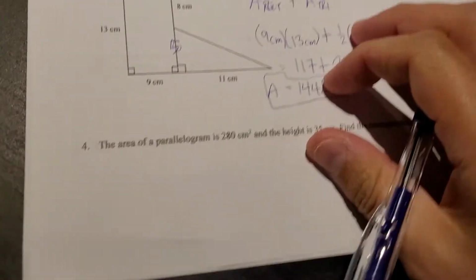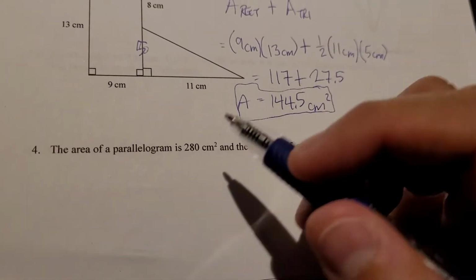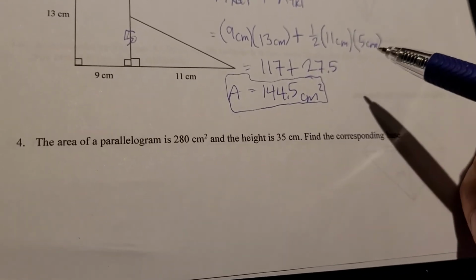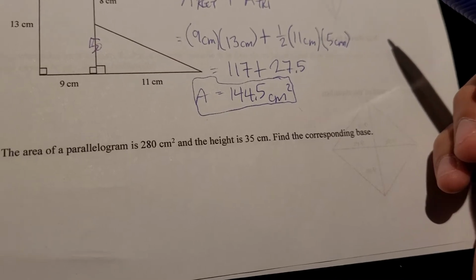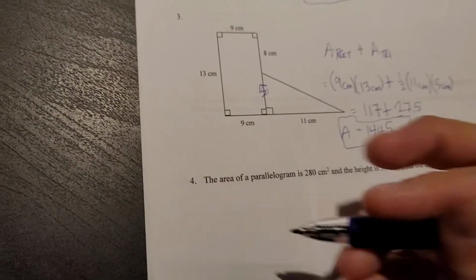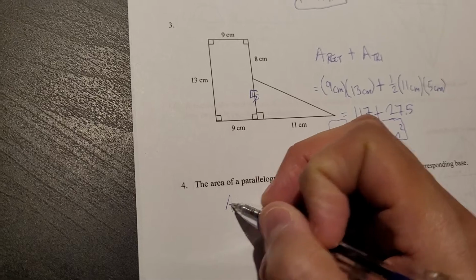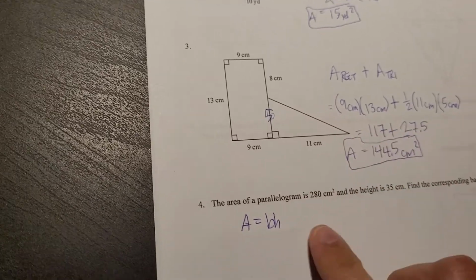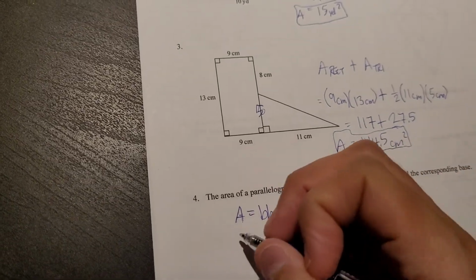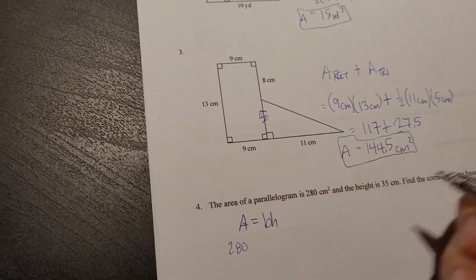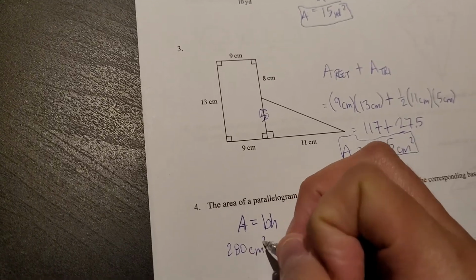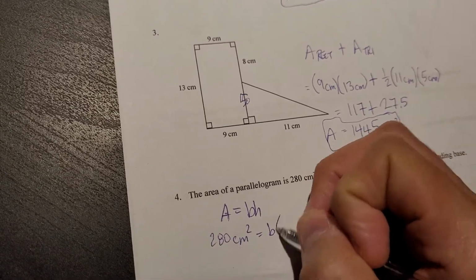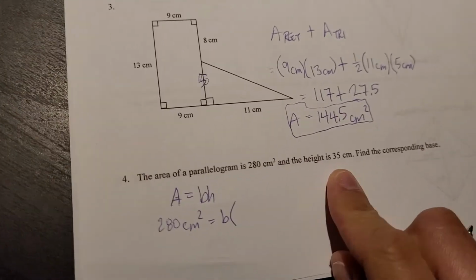Okay, number 4. Find the area of a parallelogram. The area of a parallelogram is 280 centimeters squared, and the height is 35 centimeters. Find the corresponding base. Okay, so remember, same formula as you're just finding the area of a parallelogram. So you're saying A equals B times H. Well, here they gave you your area. Your area is 280 centimeters squared. I don't know what my base is. That's what I want. And here I have a height of 35 centimeters.